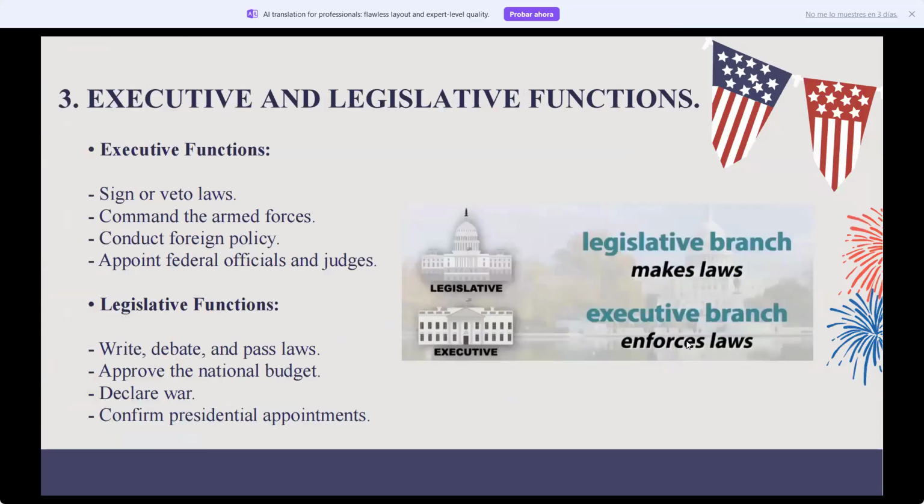Okay, now we're going to talk about the executive and legislative functions, right? So, the executive branch has several responsibilities: signing or vetoing laws, leading the military, managing foreign relations, and appointing important officials and judges. And the legislative branch writes and approves laws, controls the national budget, declares war, and confirms the president's appointments. Both branches check each other's power. Next teacher, please.